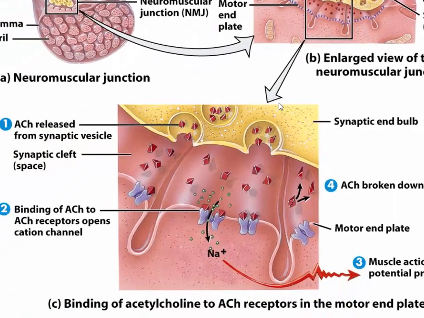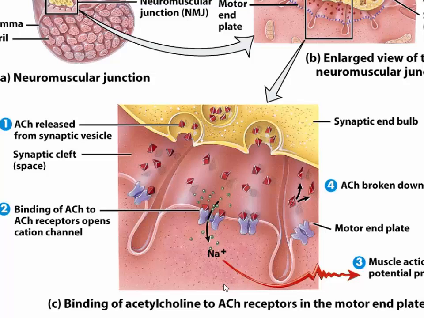The acetylcholine is going to go across the synaptic cleft and bind to the acetylcholine receptors, which are also called ligand-gated sodium channels, because when this acetylcholine opens these receptors, sodium comes in. It comes down its electrochemical gradient into the muscle cell, where it's going to create a graded depolarization.